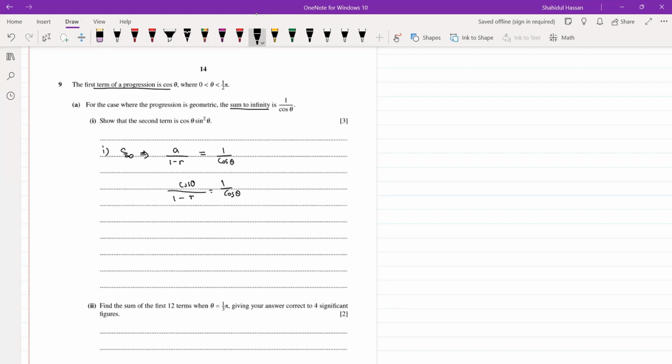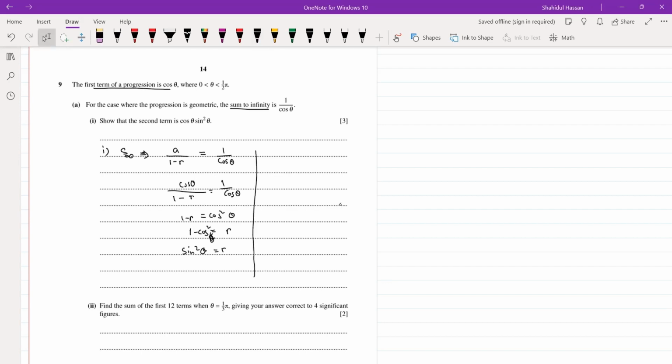Now if you make r the subject here, 1 minus r is equal to cos square theta. R taken to the other side, so it's a positive r. R is equal to 1 minus cos square theta. Please recall that 1 minus cos square theta can be written as sine square theta also. So r is equal to sine square theta. Now how does this help us? R equals to sine square theta.